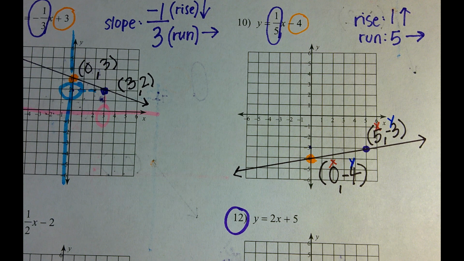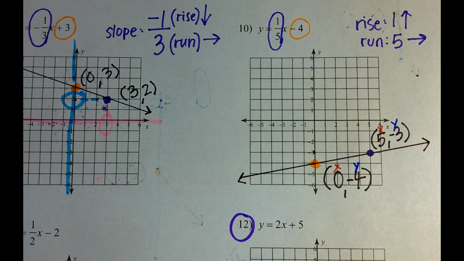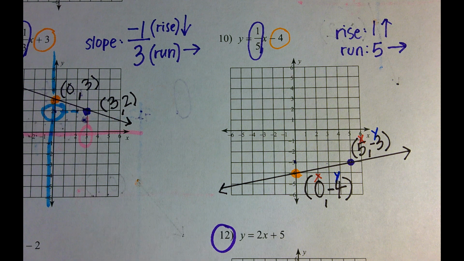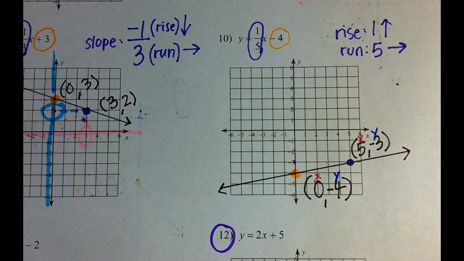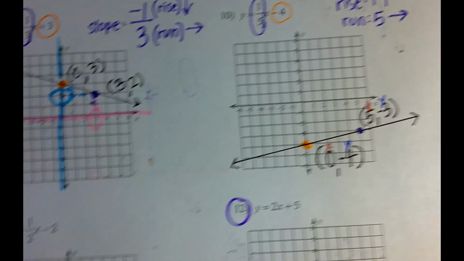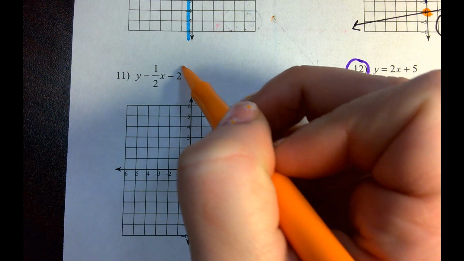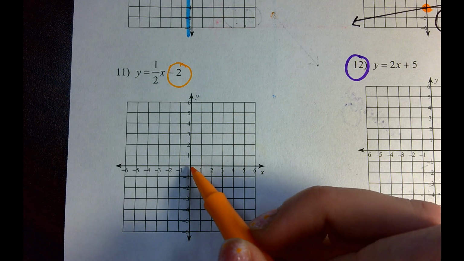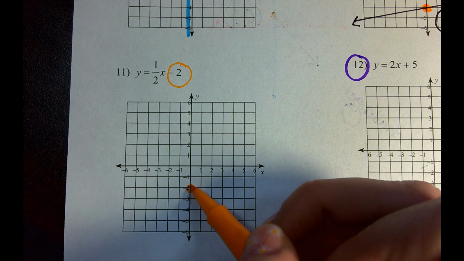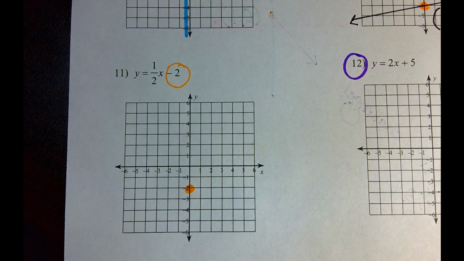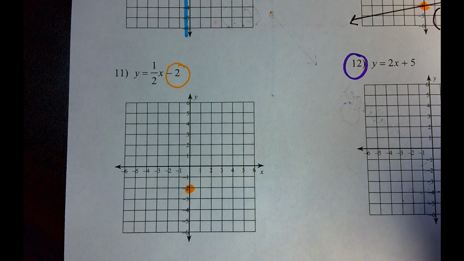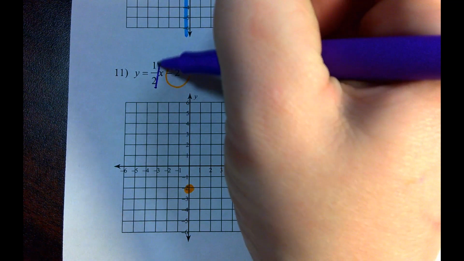All right, we got one more that aren't included in the challenge problems. Before I move on to number 11, does anybody still need to see number 10 or have questions? Okay, let's go to number 11. So what is my first point? Where do I go first? -2 on the y-axis, so I'm going to go down 1, 2. There we go. What's my slope? 1/2.